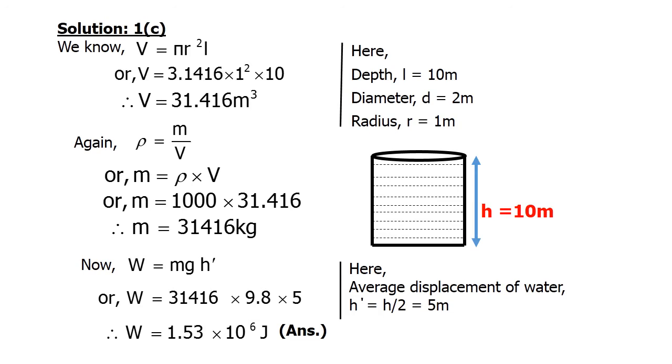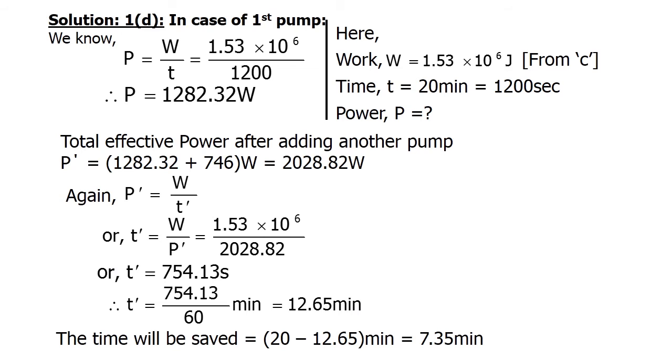So we already have the mass, height, and acceleration due to gravity, and we have to calculate the work done. So we will choose the work formula W equals m g h prime. Putting the values of m, g, and h prime, we will get the work as 1.53 into 10 to the power 6 joule. That is the answer.